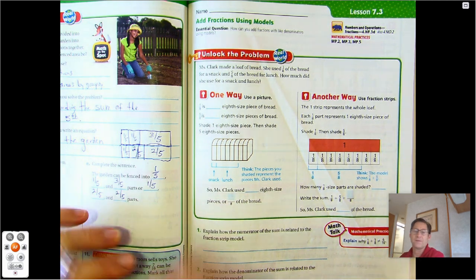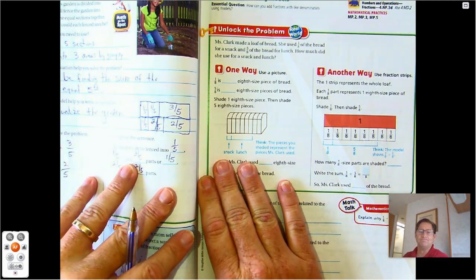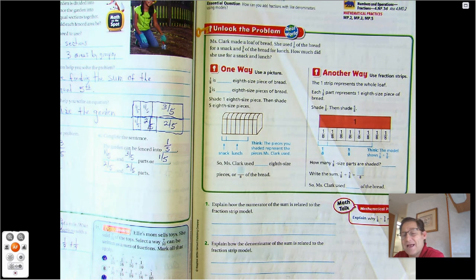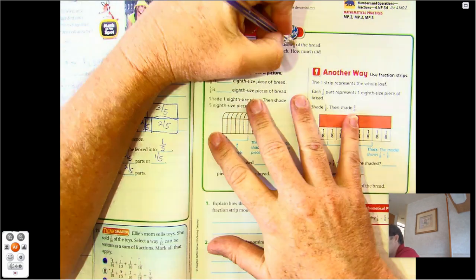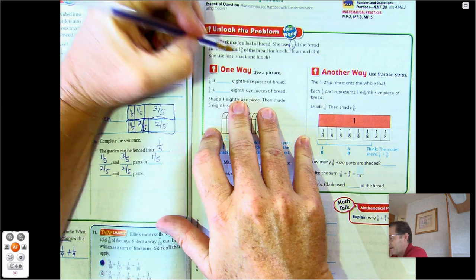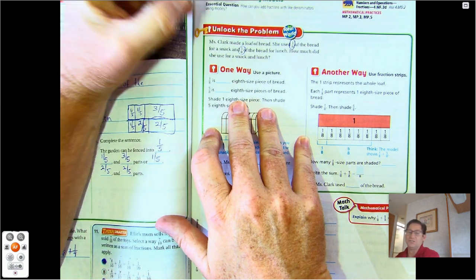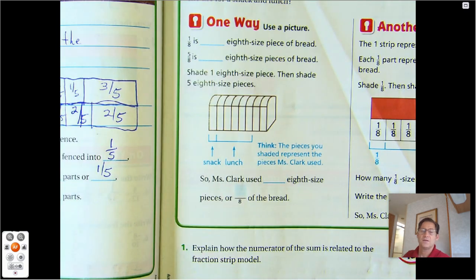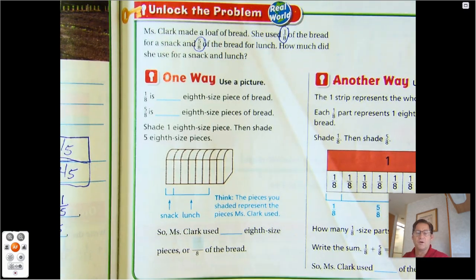All right. So, unlock the problem. Ms. Clark made a loaf of bread. She used 1/8 of the bread for a snack and 5/8 of the bread for lunch. How much did she use for a snack and lunch? So she used 1/8 for a snack and 5/8 for lunch. So one way we can solve this problem is to use a picture.